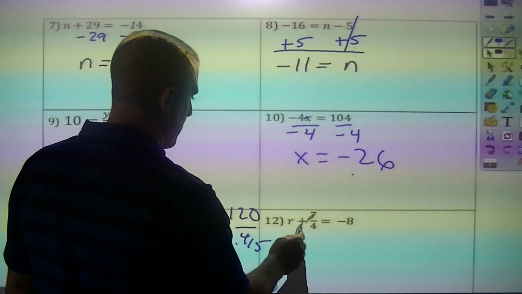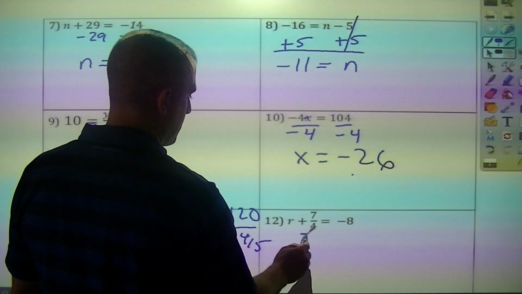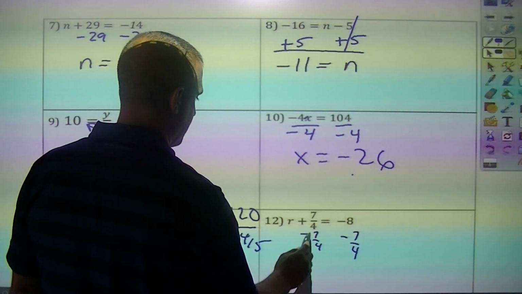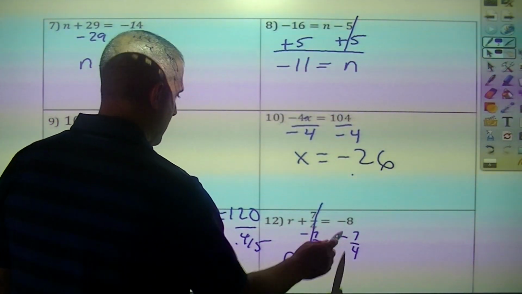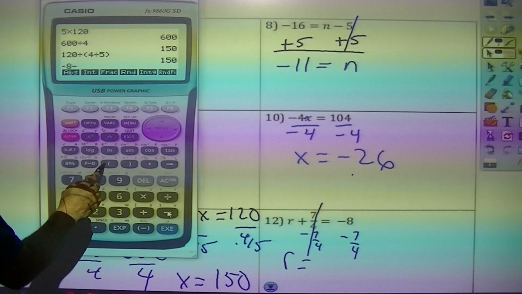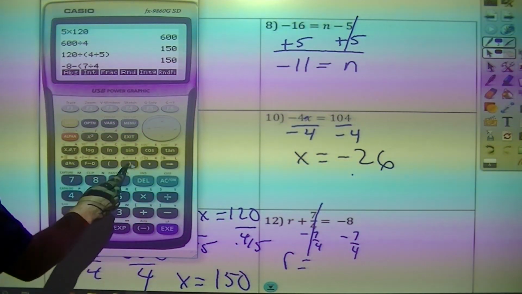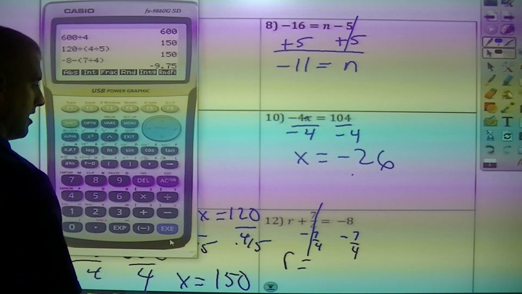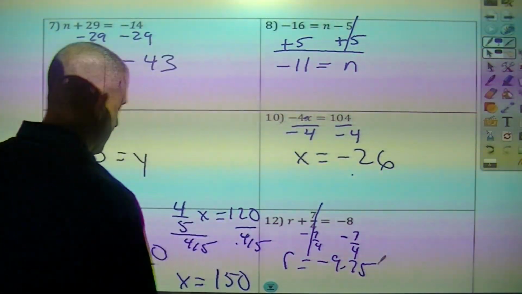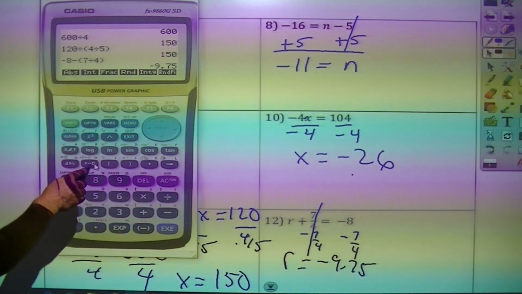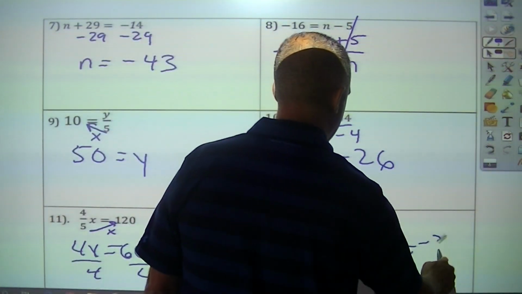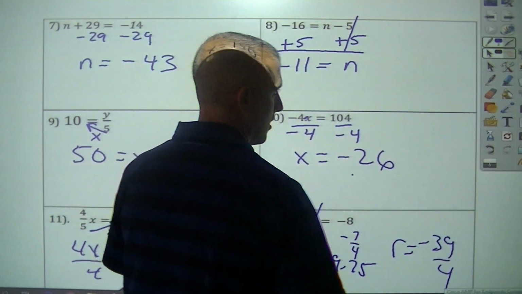This one, I want to get rid of the 7/4. Since there's an addition sign there, I would subtract 7/4 from both sides. So that's going to be R. How I'd handle that is negative 8 minus 7 divided by 4 with parentheses. As a decimal, that's negative 9.75. If you needed to see the fraction, you hit this little fraction and decimal button, and that's going to be negative 39/4.